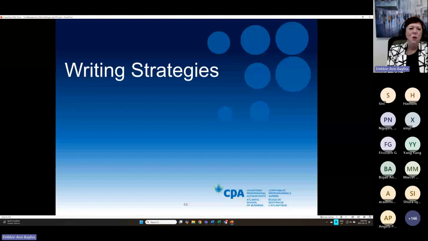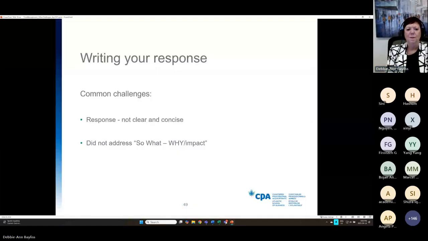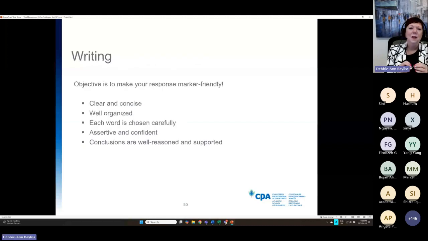So let's talk a bit about writing strategies. The common challenge is that the response is not clear and concise and does not address the "so what." The objective is to make sure that your response is clear, concise, and organized, so structure really helps. Make sure that each word is closely chosen and that your response is assertive and confident. One of the things I find is sometimes candidates say, "Well, I recommend this if this is what you want to do. I recommend this if this is what you want to do."